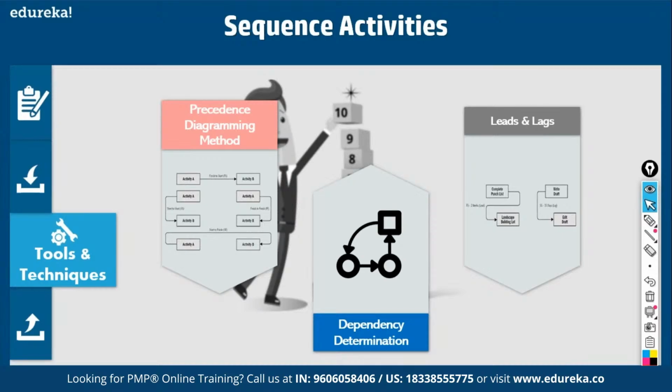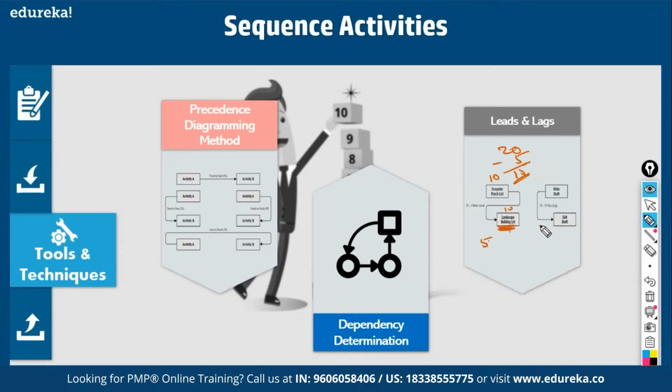Then leads and lags. See, this is a lead. What does it mean? Let's say this takes 10 days and this takes 10 days. It should normally be 10 plus 10, 20 days, but you are introducing a lead in the successor activity, let's say by 5 days. That is, it will reduce the duration by 5 days. It becomes 15. So lead has the effect of reducing the duration.